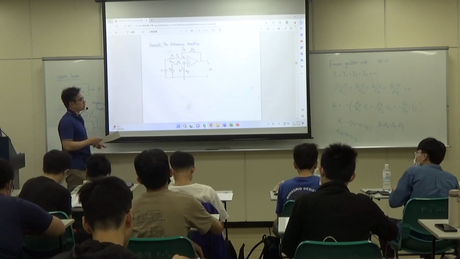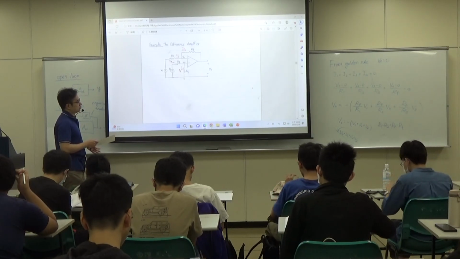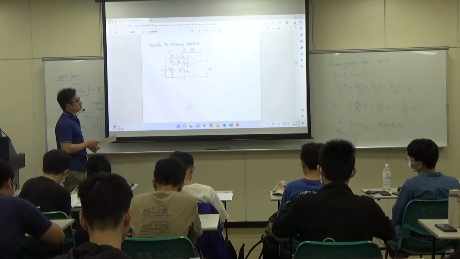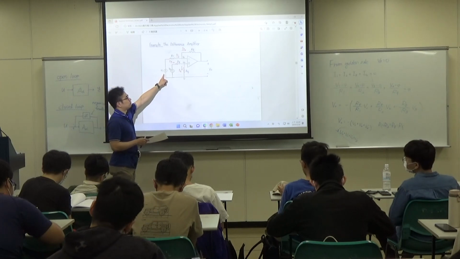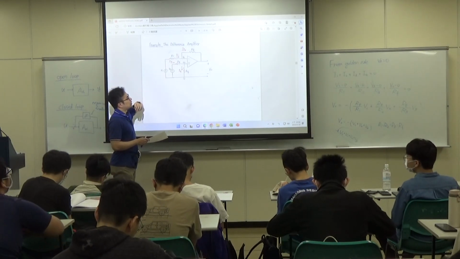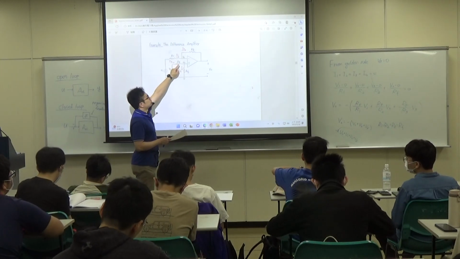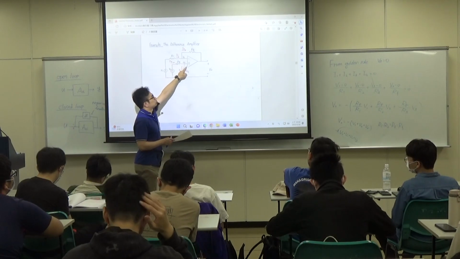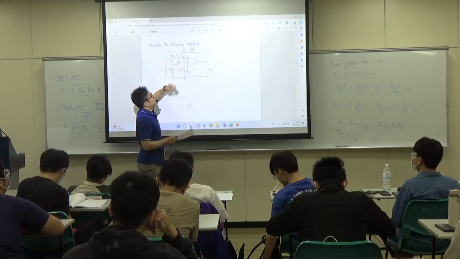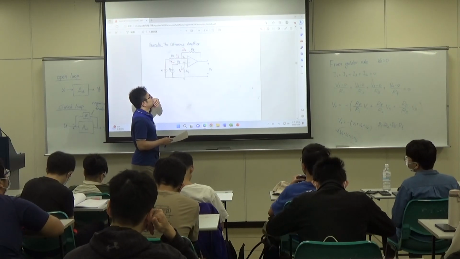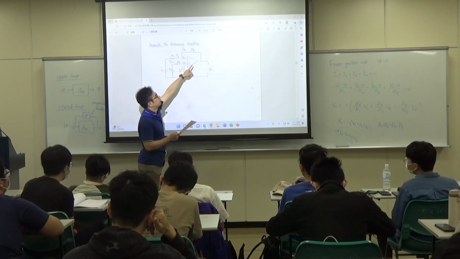This configuration is called the difference amplifier. It's a little bit complex. Because we want to subtract V2 from V1, we put V1 to the inverting terminal and connect V2 to the non-inverting terminal. Then we have R1 and R3, and we also have R4 connected to the ground. And the feedback is RF.